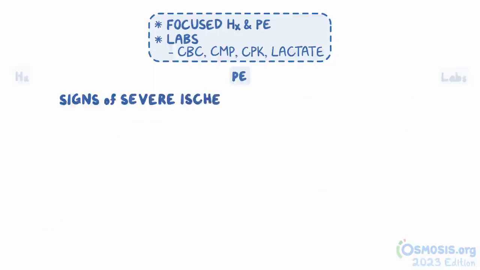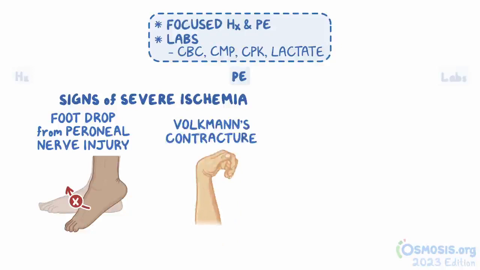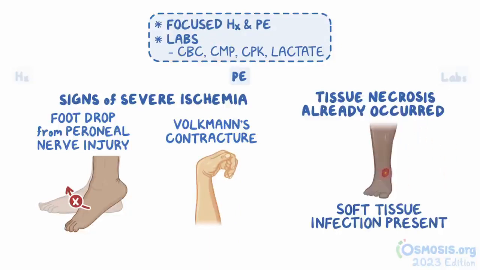Signs of severe ischemia include foot drop from peroneal nerve injury or Volkmann's contracture in the arm, which results in a claw-like deformity of the hand. If tissue necrosis has already occurred, a secondary soft tissue infection may also be present.